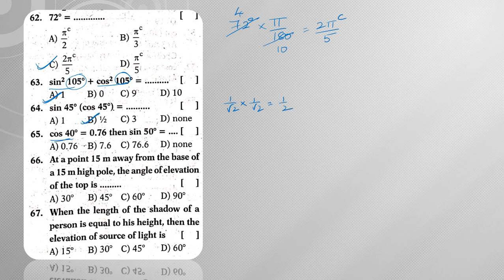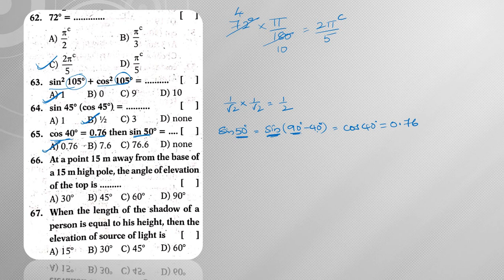If cos 40 is equal to 0.76, then what is the value of sin 50? Now observe this, sin 50. 50 I can write as 90 minus 40. Right. Now since we are having 90 minus theta, sin can be written as cos. So sin 50 degrees is equal to cos 40 degrees. Already cos 40 degrees value is given, hence the answer is 0.76.